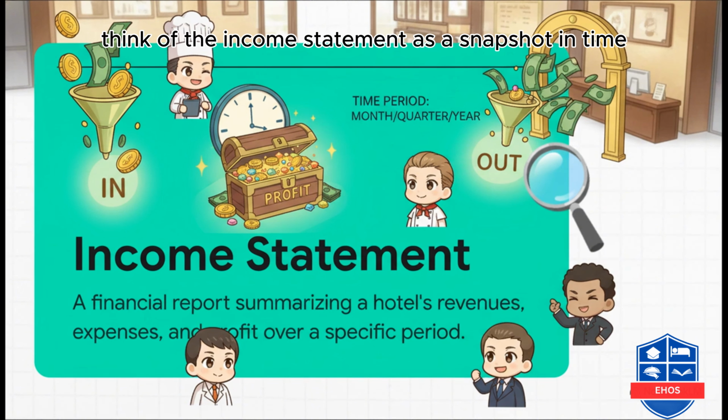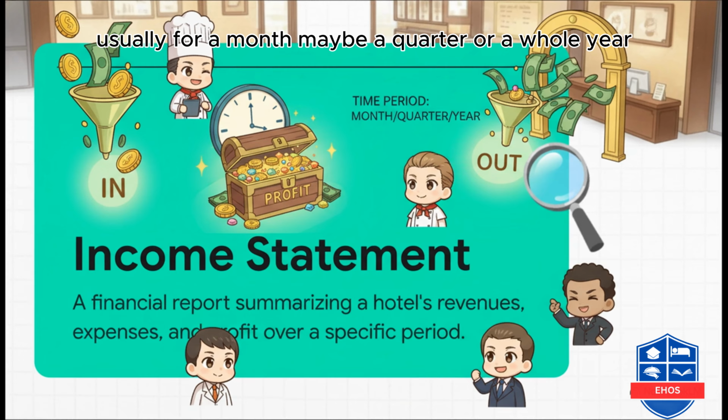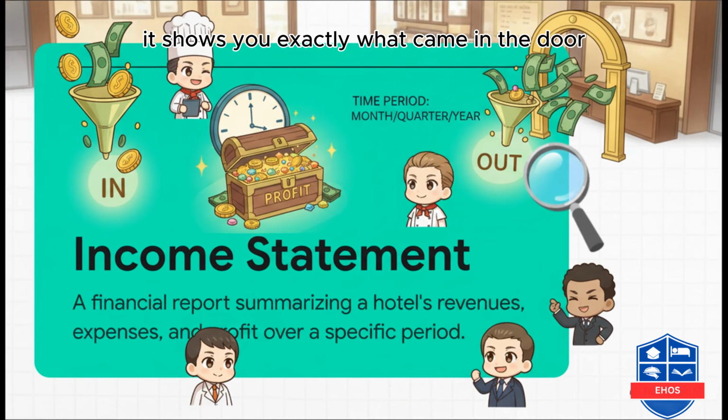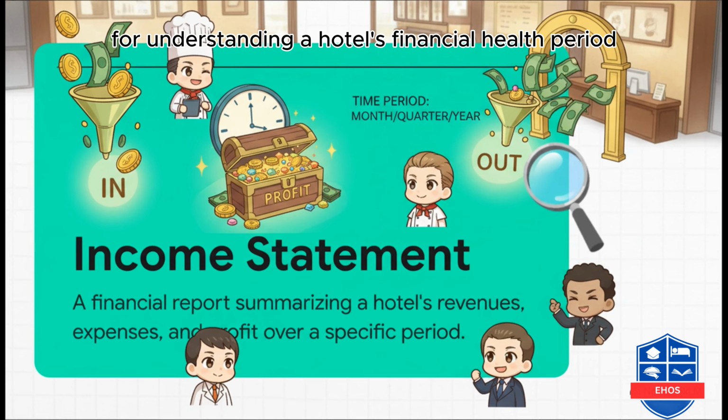Well, think of the income statement as a snapshot in time, usually for a month, maybe a quarter, or a whole year. It shows you exactly what came in the door, what went out to make that happen, and what was left over. It is the single most important report for understanding a hotel's financial health, period.